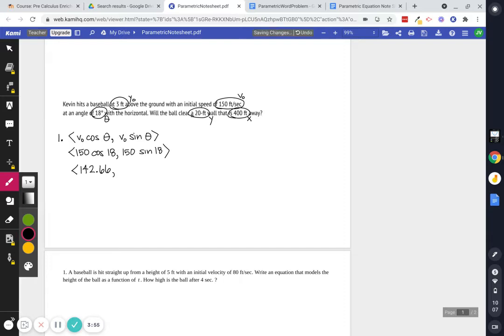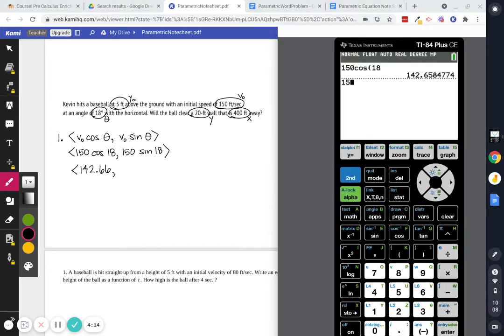So not all of the 150 is horizontal. That would be like, let's say I had a cannon, and I shot the cannon at an angle of 0 degrees, just straight out in front of us. Then everything's happening horizontally. Here, because of this angle, some of it's horizontal, and now let's find the vertical component. So we have the ball moving horizontally and vertically all at the same time.